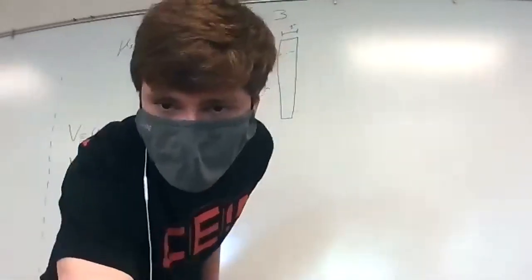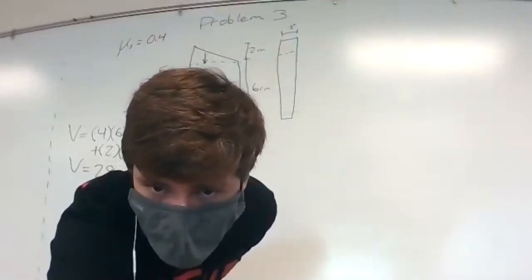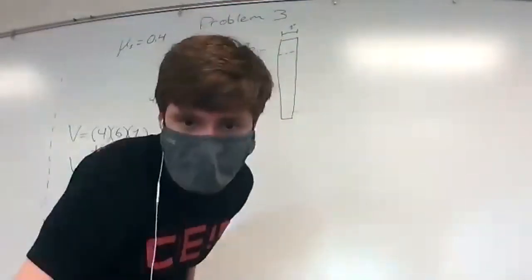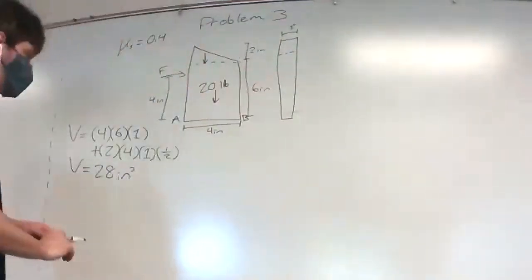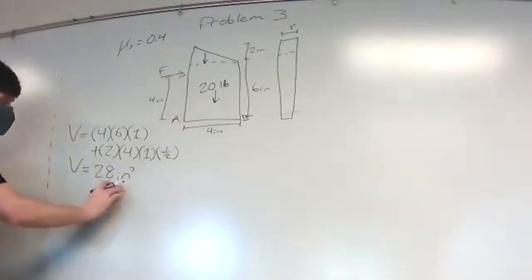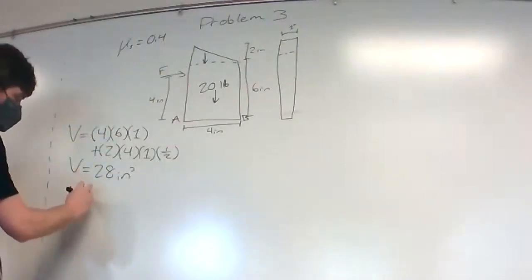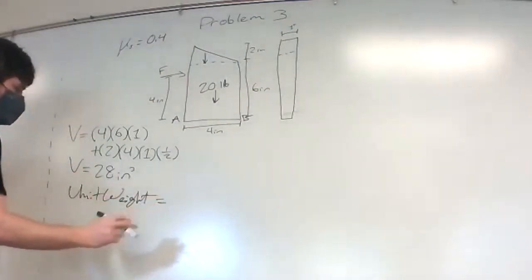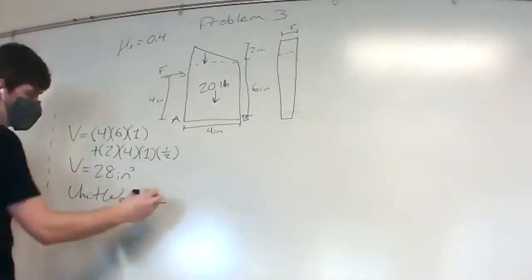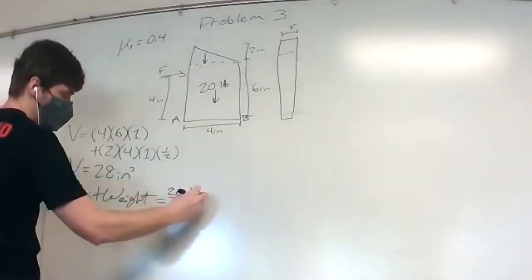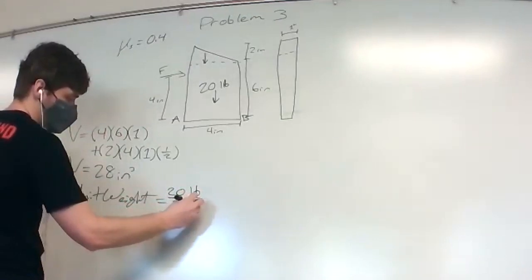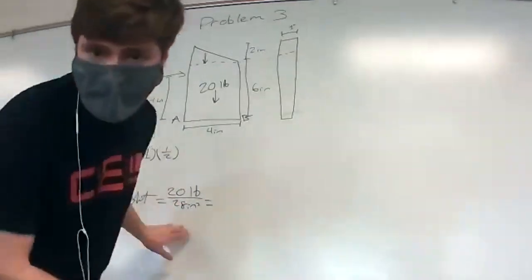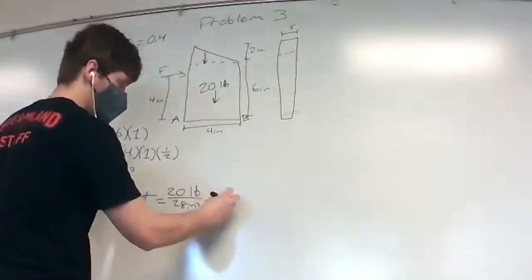And with that, what we can do is take the 20 pounds overall and divide by the volume to get a unit weight. So we can say the unit weight is equal to 20 divided by 28. This is 20 pounds over 28 cubic inches. So the unit weight is 0.714.